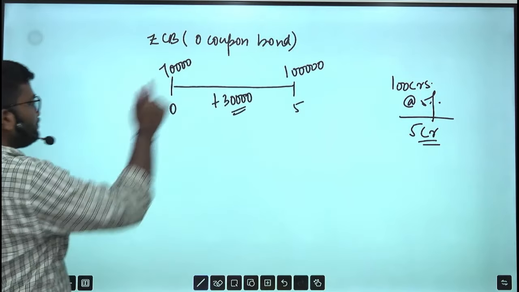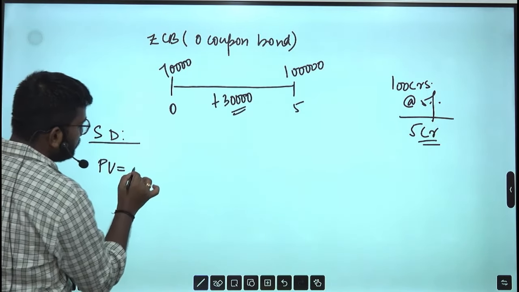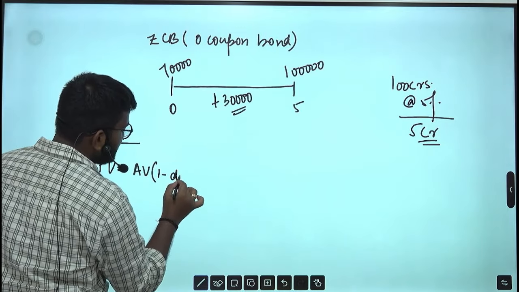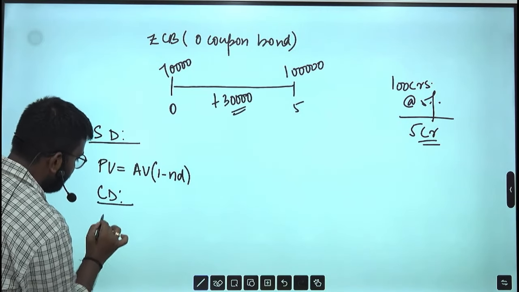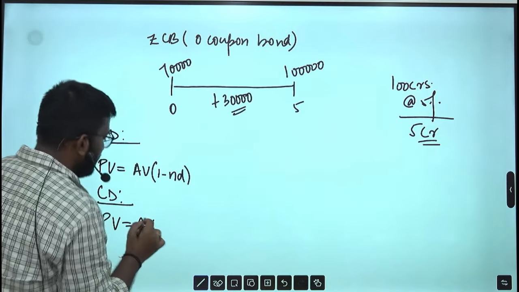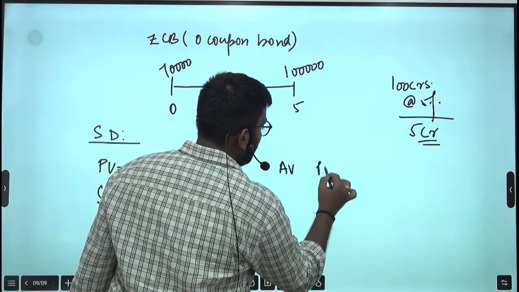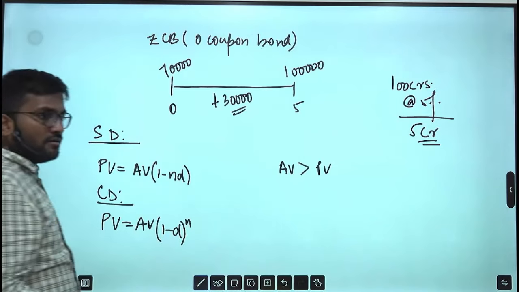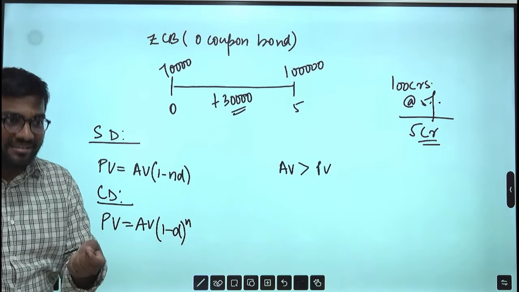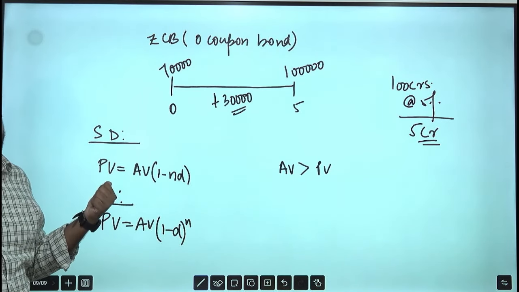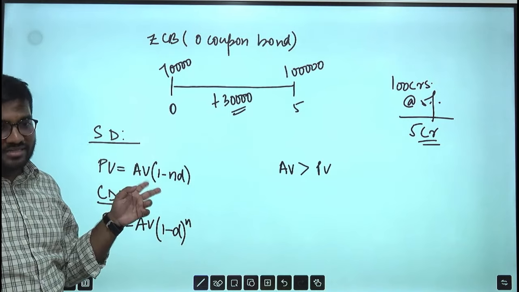Okay. Now, simple discount: present value is equal to accumulated value times (1 minus nD). Compound discount: present value is equal to accumulated value times (1 minus D) whole to the power n. Tell me which one is greater, accumulated value or present value? Obviously, accumulated value is greater. So when we are saying present value, something should get subtracted from accumulated value to get present value. So present value is accumulated value times (1 minus nD). n is the number of years, and D is the discount rate.